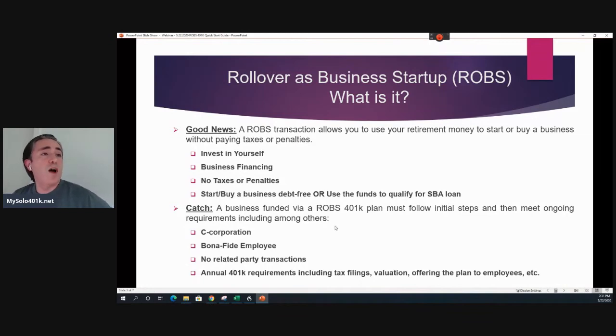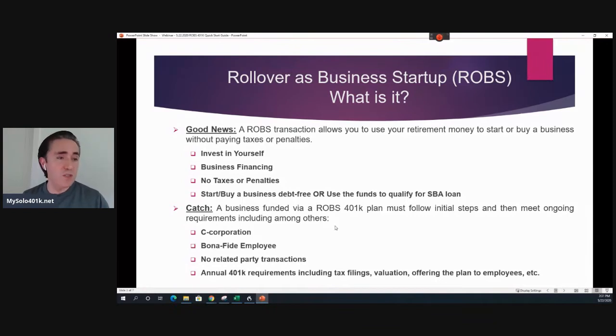A ROBS is a transaction that allows you to use retirement money to fund your own business, whether that's a startup business or you're buying a business, and you can use that money without having to pay taxes or penalties, as opposed to if you were to take money out of your retirement account and then you have to report that as taxable income and maybe pay a penalty if you're under 59 and a half. So the ROBS plan allows you to essentially invest your retirement money in yourself.